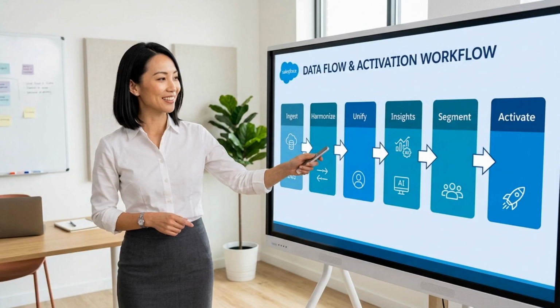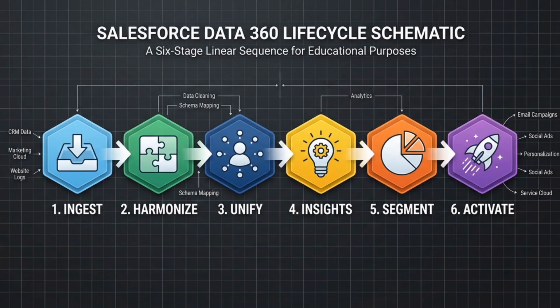Let's start with the big picture. At a high level, Data 360 follows a sequence: ingest, harmonize, unify, insights, segment, activate. That is the core flow. And that is the pattern you want to remember for the exam.